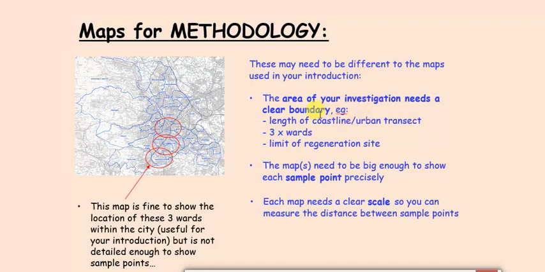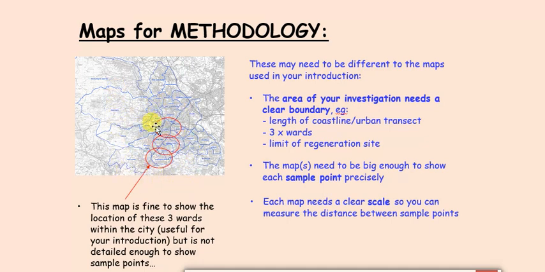A couple of hints, tips, whatever. The area of your investigation needs a clear boundary. If you're doing wards, get me a map of that ward in detail, blown up at a clear scale. You need to put your sample points on that map precisely. I recommend you just print it off, nice and big, and get a pen, the old-fashioned way, and mark them on. Each map could do with a scale, so you've got an idea of the distance, you know whether you're going to be able to get to each sample point on foot, whether you're going to need to get a bus, train, whatever. An example here, that map's fine in an introduction to show your 3 wards in Sheffield.